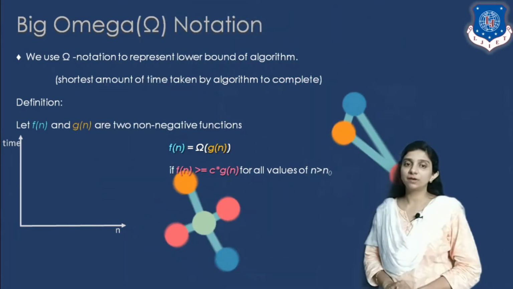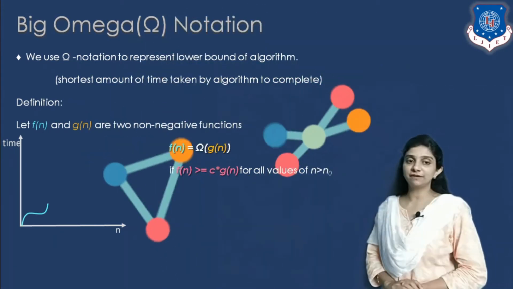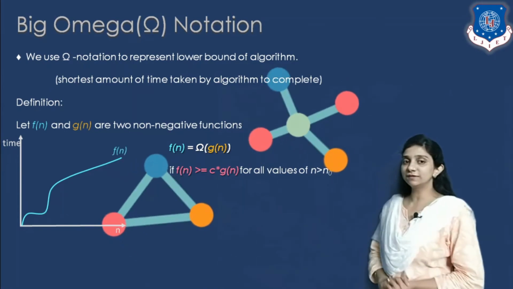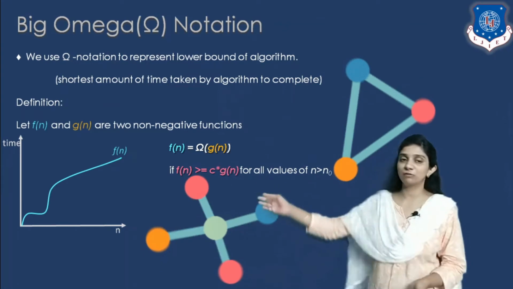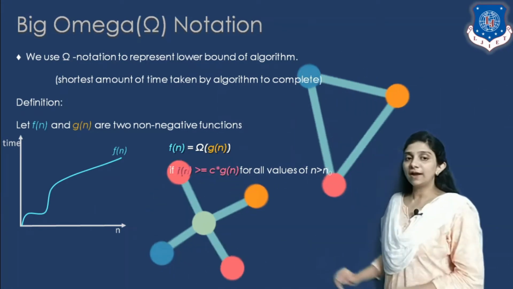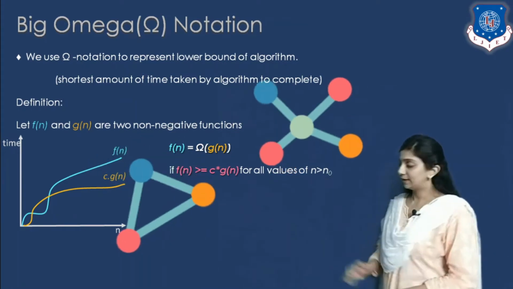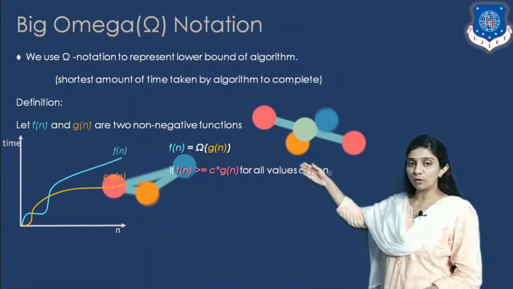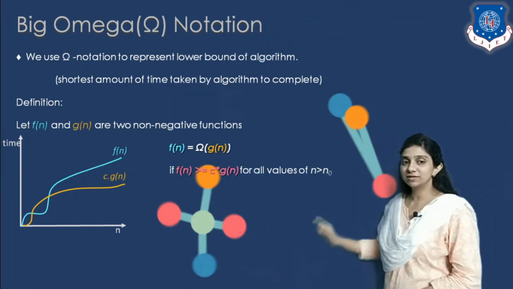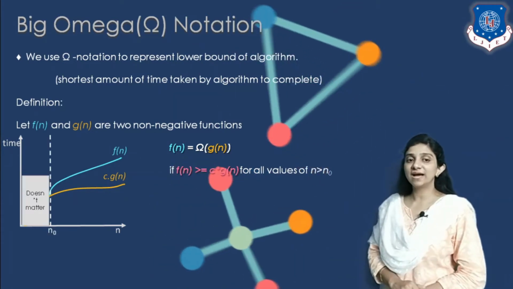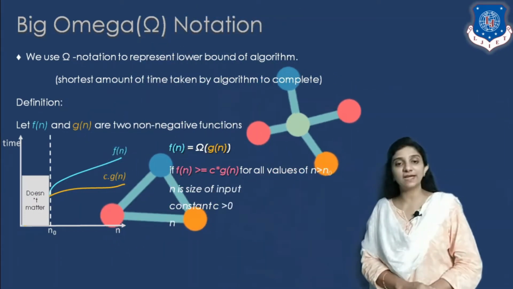And we will plot a function f of n. Say this is the function f of n, which represents for some input how much time it takes. And there is another function, c into g of n. Now as you see, f of n is greater than c g of n, not every time but after some point. That particular input is n naught.